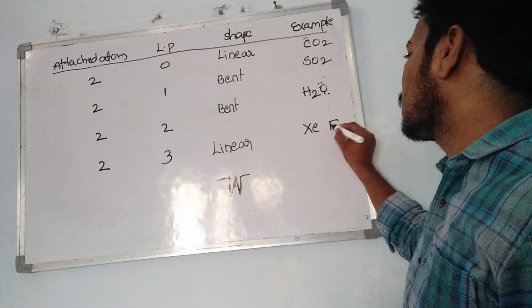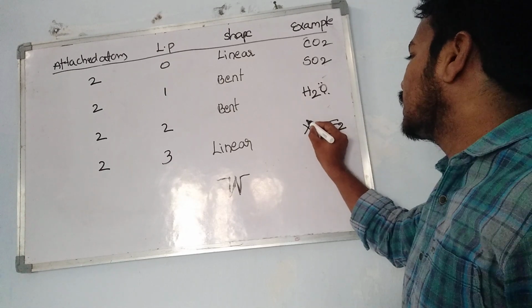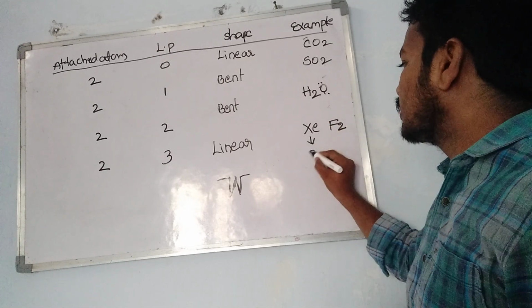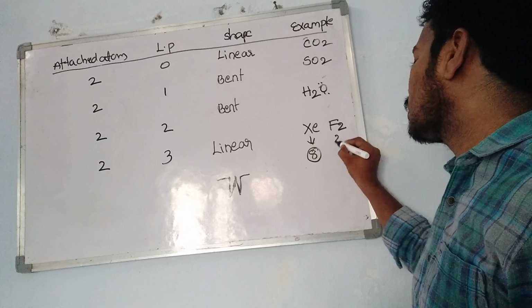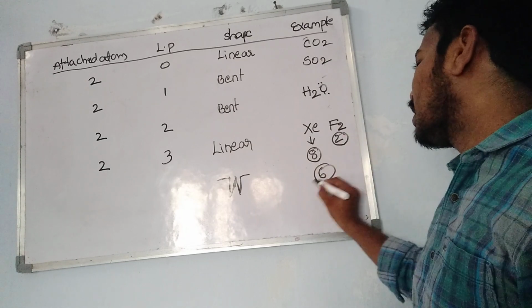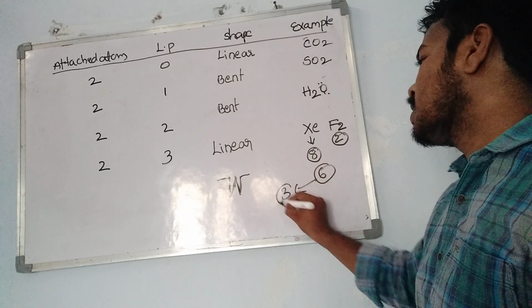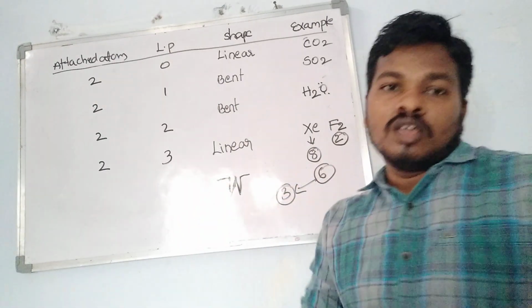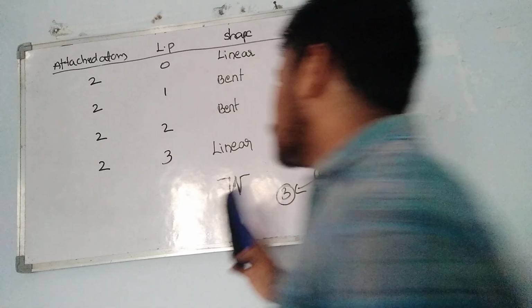Example XeF2. We all know it has 8 valence electrons. Out of 8, 2 electrons participate in bonding with the fluorine. So how many electrons remain? 6 electrons. 6 electrons is nothing but how many pairs? 3 pairs. So this is very easy to remember.